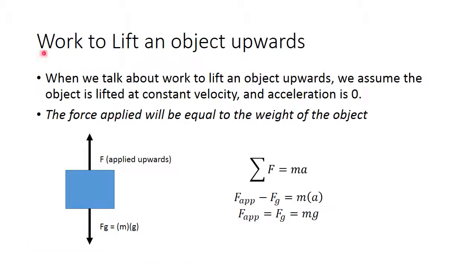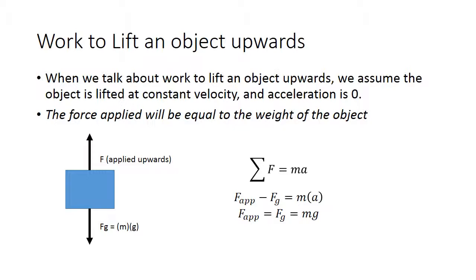Now let's look at the work required to lift an object upwards. When we talk about the work to lift an object upwards, we assume that the object is lifted at constant velocity. That means the acceleration is 0. Now this is a very important point. If we're talking about the force required to lift a box or a certain object up, we're going to assume that that acceleration is 0.